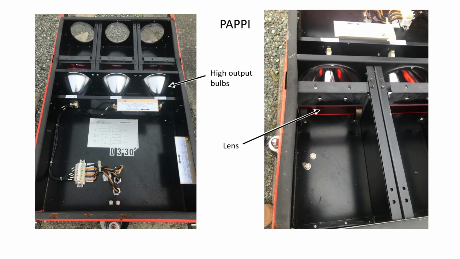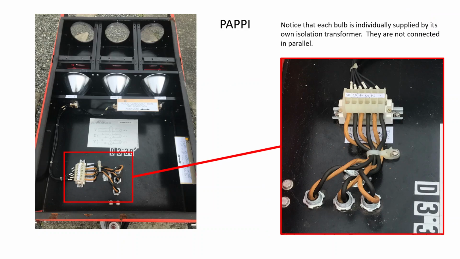They include high output bulbs and a lens, sometimes that's polarized. Notice that each bulb in this setup is individually connected by its own isolation transformer. They are not connected in parallel, which is what you might expect if you came to this from a different sector of the electrical industry.